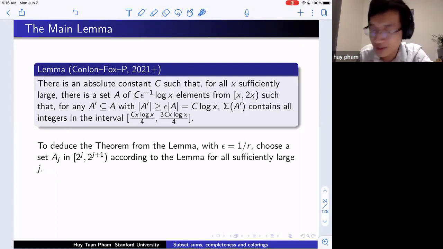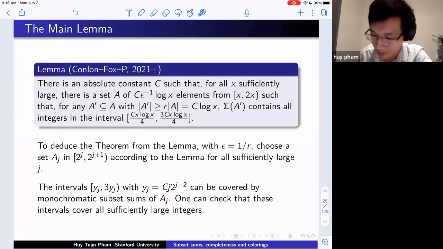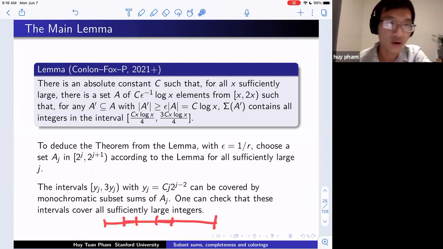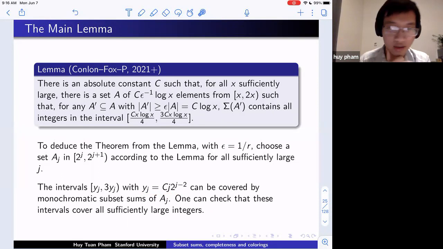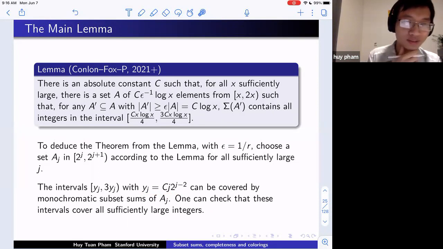And since we chose epsilon to be equal to 1 over r, that means that there is one color class of aj for which the subset sum contains the long interval here. And that's the interval from yj to 3yj for yj equal to this value. And now you can just check that if we have this property for all j sufficiently large, then those intervals will simply chain up to cover all sufficiently large positive integers. So we have every large positive integer as a monochromatic subset sum.